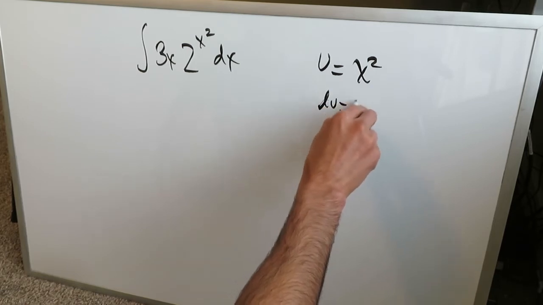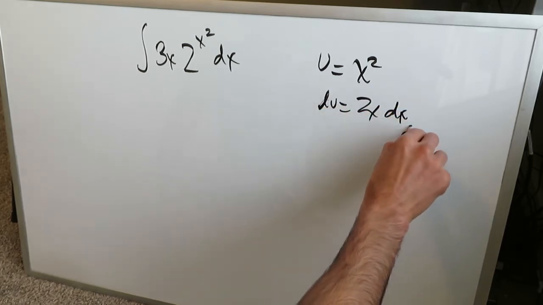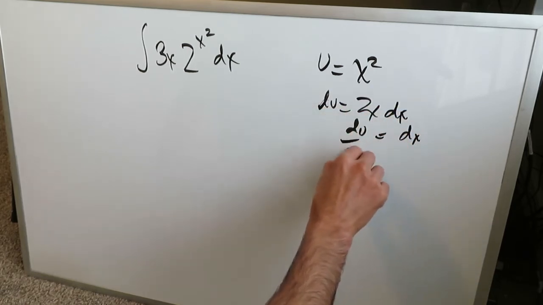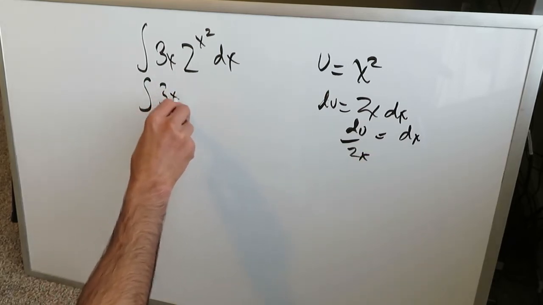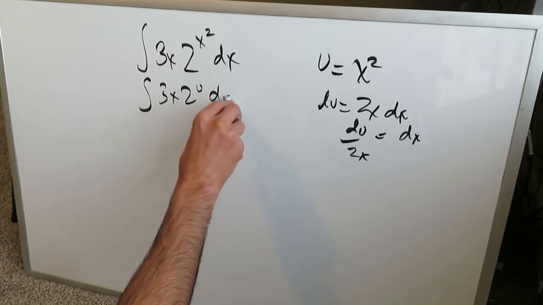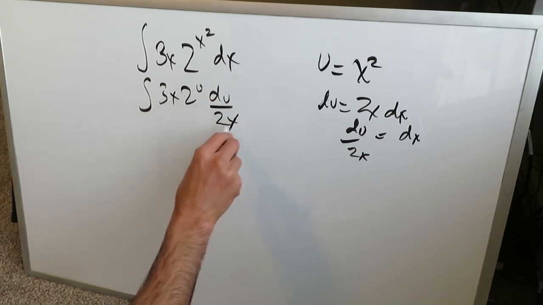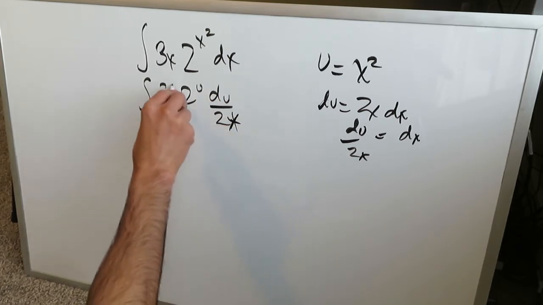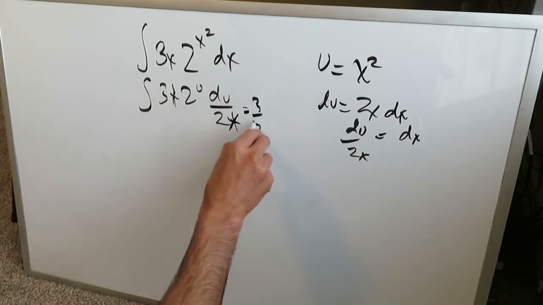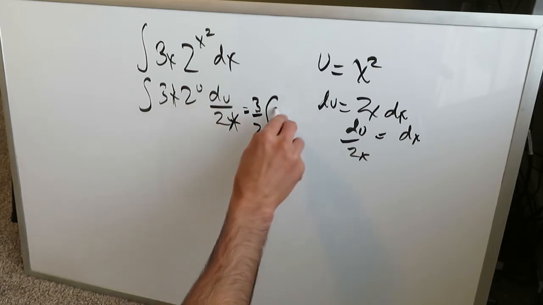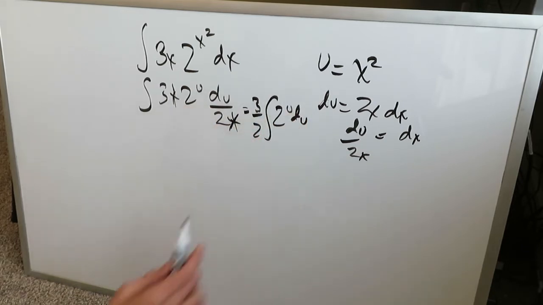You do du is equal to 2x dx, and then dx is equal to du over 2x. You come back over here: 3x, 2 to the power of u, du over 2x. This x cancels out with this x right here, and you end up with a 3 over 2 coming out as a coefficient of your integral. You have 2 to the power of u du.